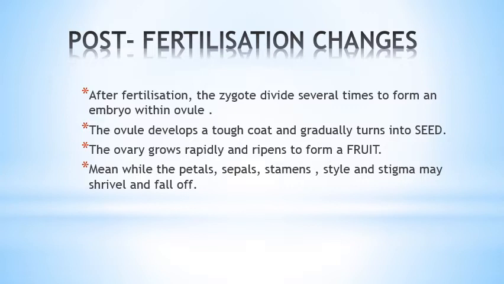If the question is, what is a seed? Seed is a ripened ovule. What is fruit? Fruit is a ripened ovary. And the embryo is formed by the several divisions of the zygote. So that is the definition of fruit, seed, and embryo.